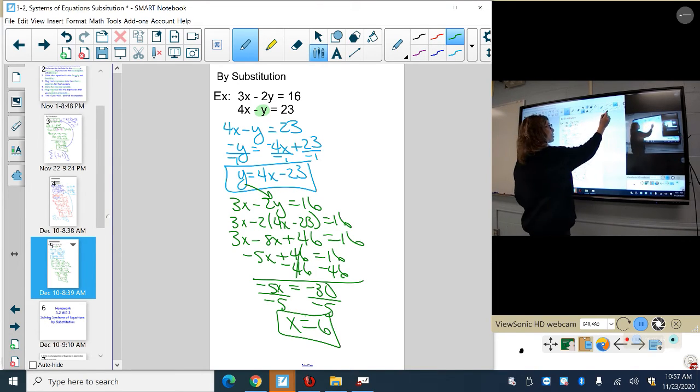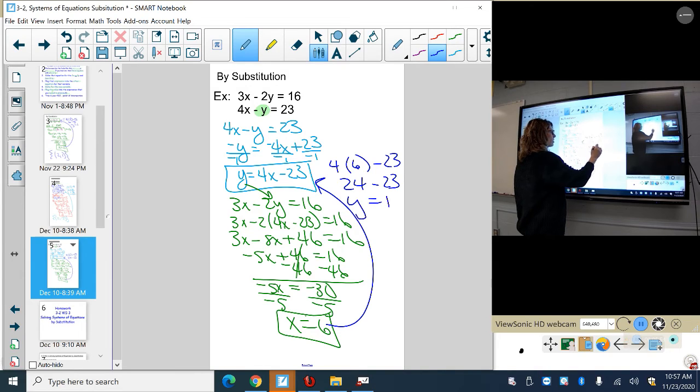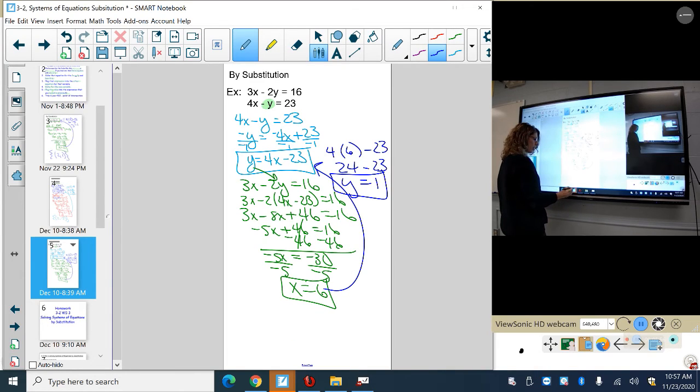So go back up to your box. And you have 4 times 6 minus 23. So that's 24 minus 23. So y is equal to 1. So now we have the ordered pair 6, 1.